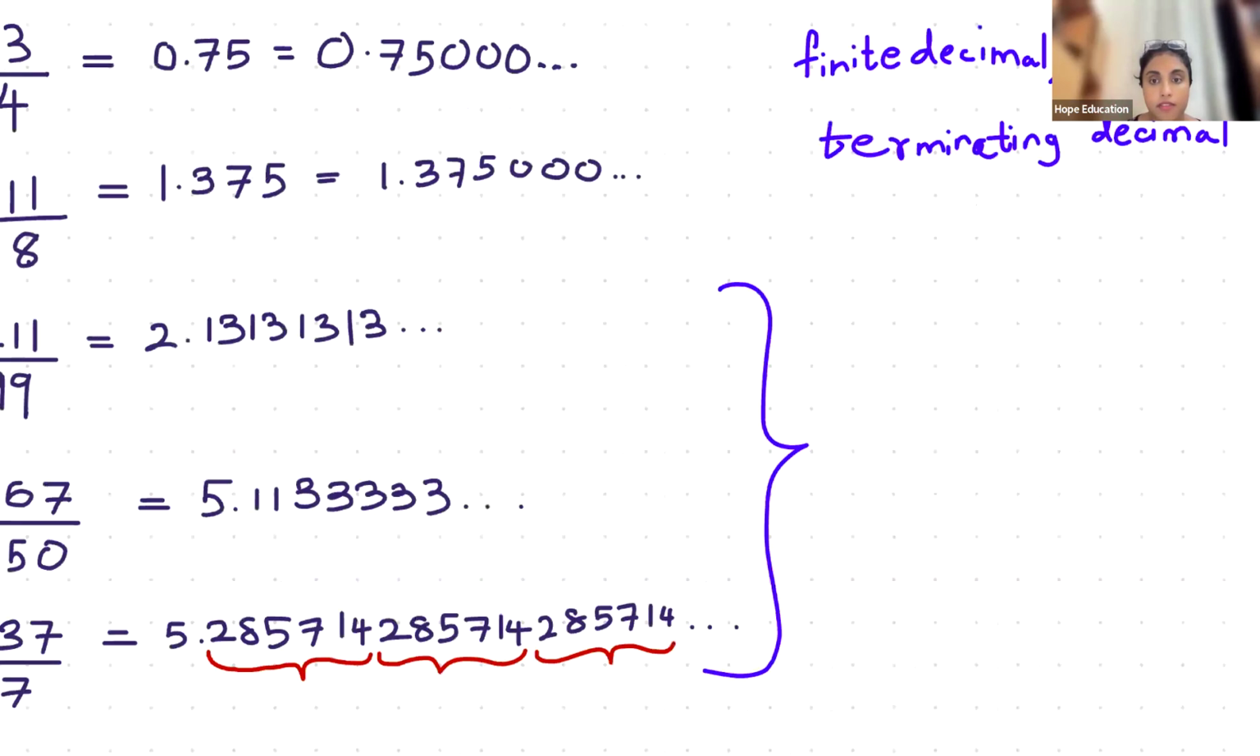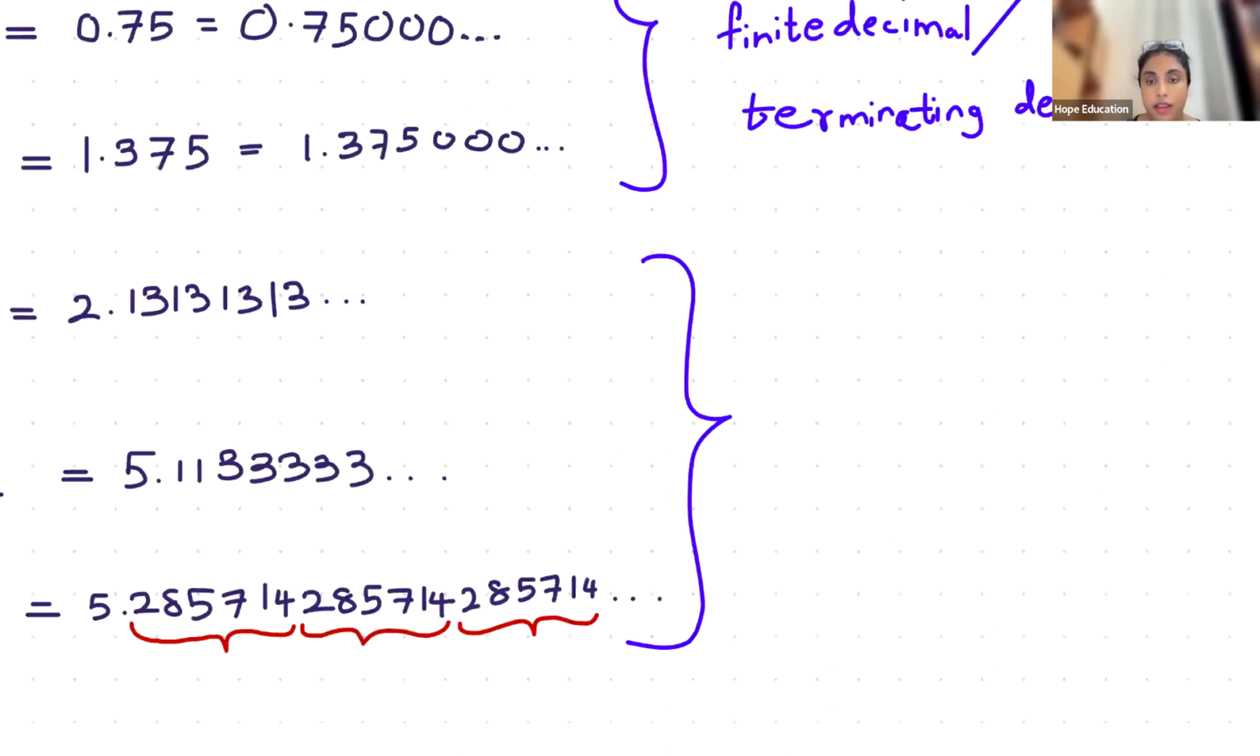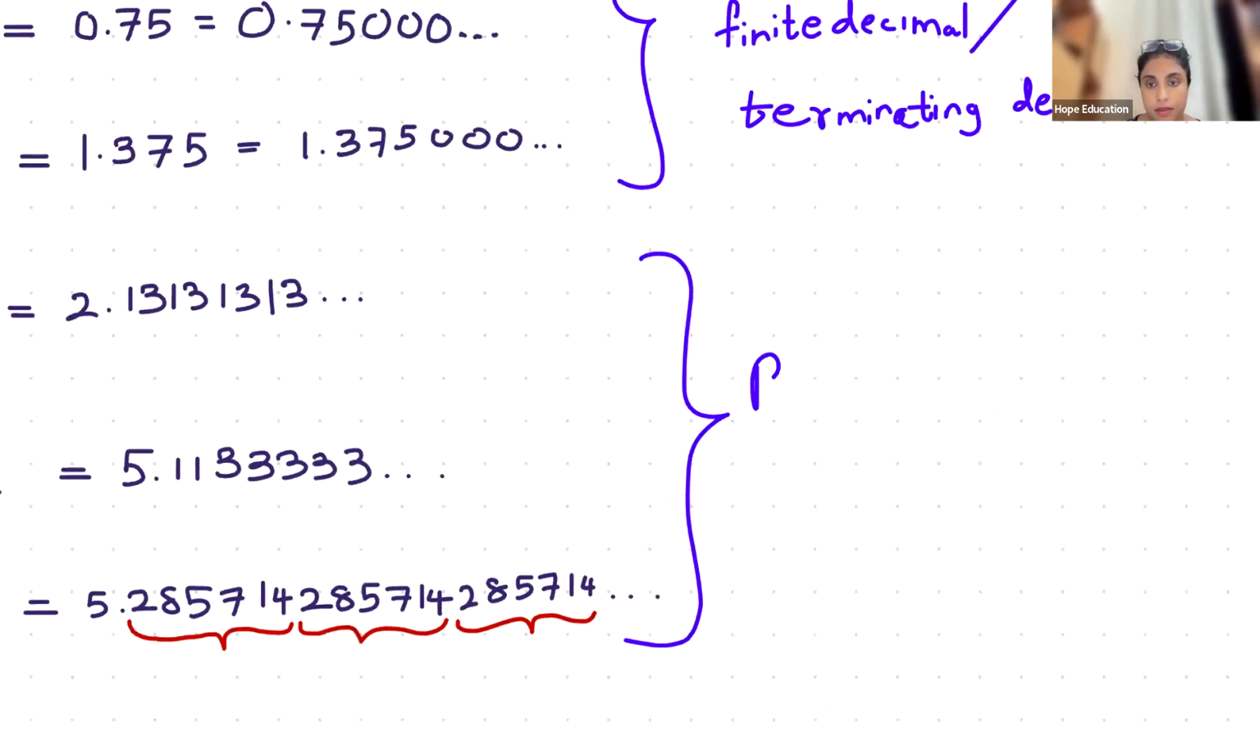So these are called finite or terminating. These are called recurring decimals. Recurring means the repeating pattern continues onwards. Recurring decimals. So they go on till forever. Recurring, but they're infinite. Infinite means it never ends.